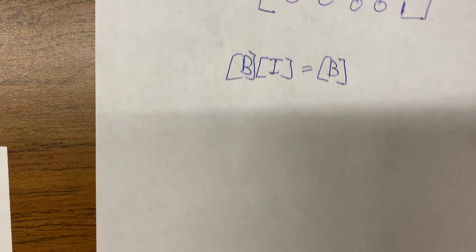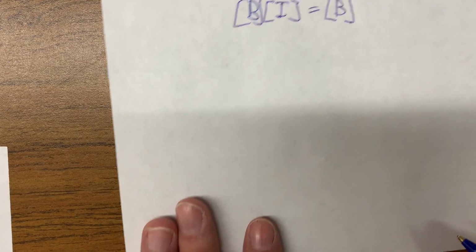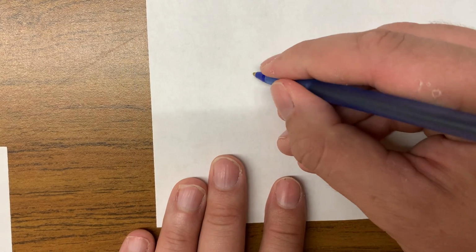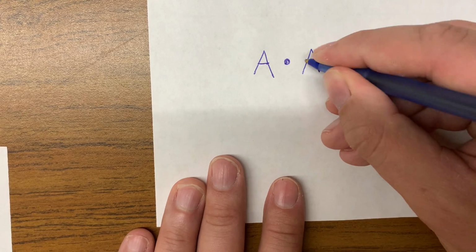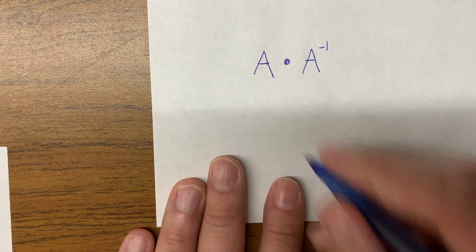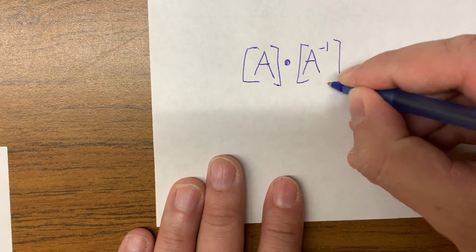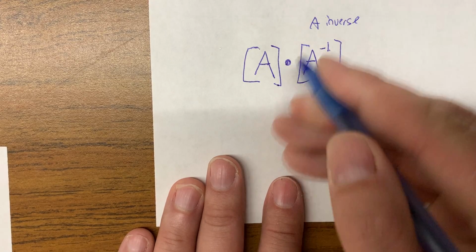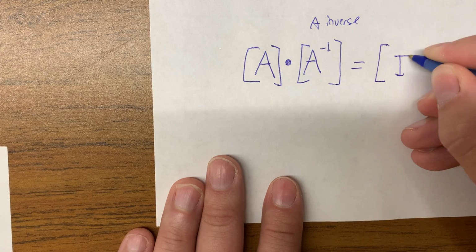The last thing we're going to talk about is the existence of an inverse matrix. We talked about multiplying matrices, but we didn't talk about dividing matrices. If you multiply two matrices and one of them is the inverse of the first one, so if you multiply a matrix by its inverse, the way we write it is, this is A inverse. So if you multiply a matrix by its inverse, you will always get the identity matrix.